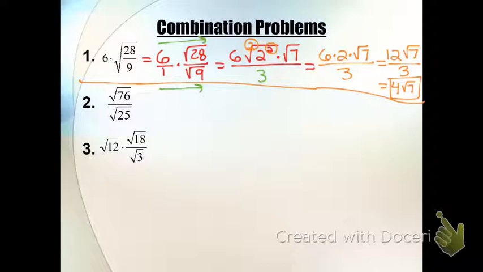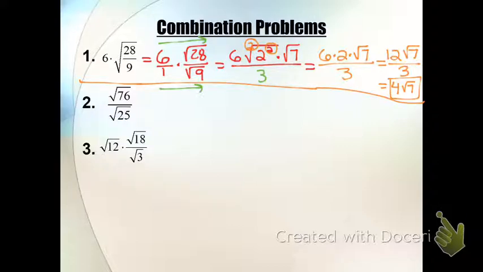Right, now I'm ready to try the next one. The square root of 76 over the square root of 25. Again, first I would check to see if 76 over 25 reduces, which it does not. So now I would work on simplifying both of these separately.